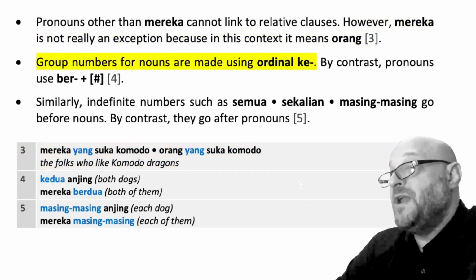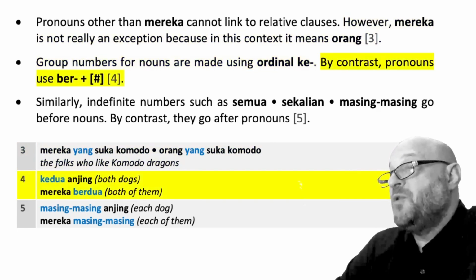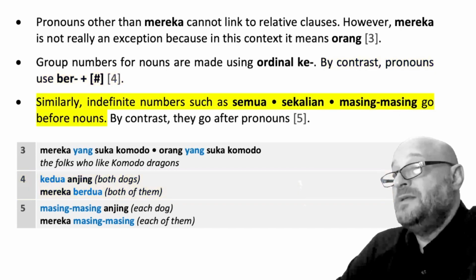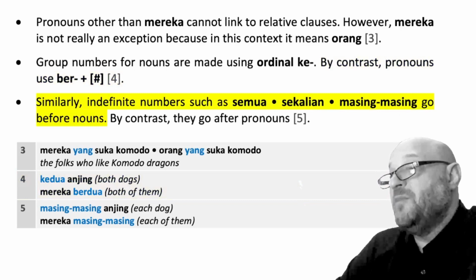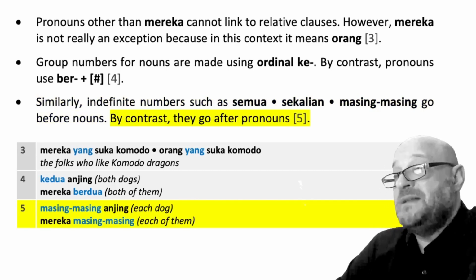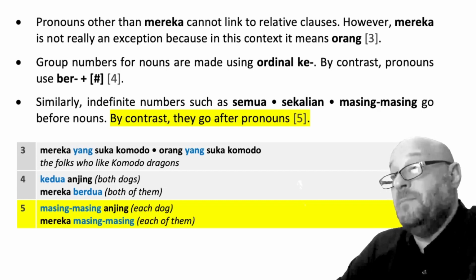Group numbers for nouns are made using ordinal ke. By contrast, pronouns use ber plus number. Example 4, kedua anjing, both dogs, and mereka berdua, both of them. Similarly, indefinite numbers such as semua, sekalian, masing-masing go before nouns. By contrast, they go after pronouns. Masing-masing anjing, each dog. Mereka masing-masing, each of them.